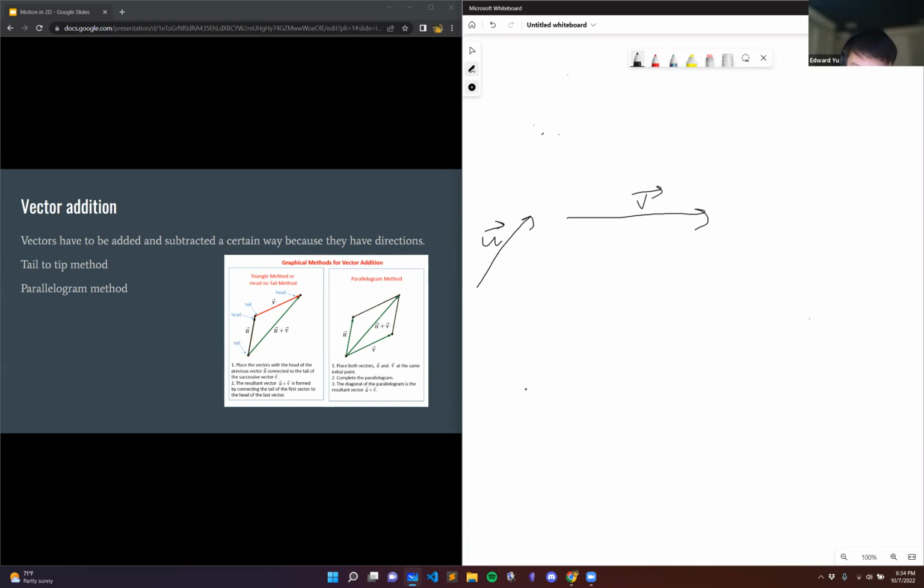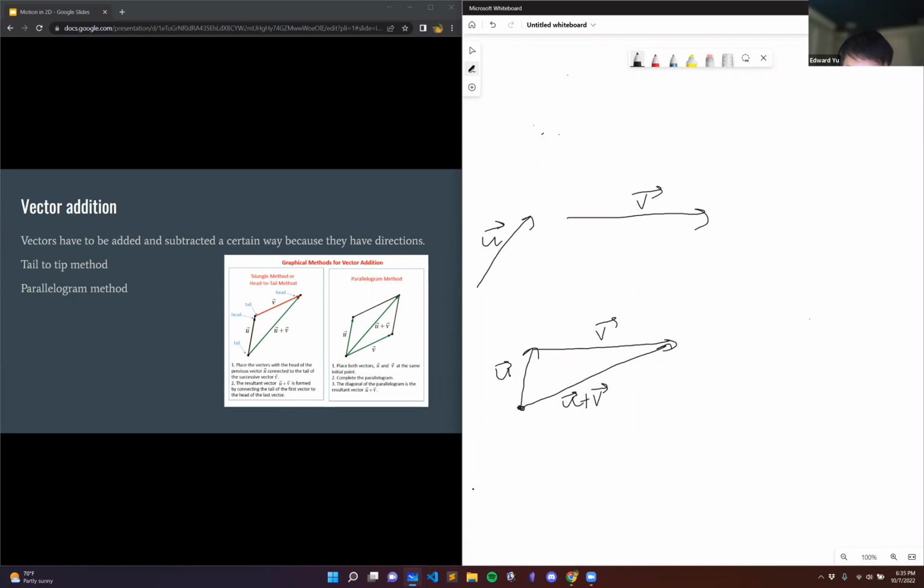then you would first have the first vector, which is this is the tail and this is the tip, and then connect the head of the first vector to the tail of the second vector. So this is u, then this would be v. As you can see, I'm connecting the head of the first vector to the tail of the next vector. And then the sum of them would just be from the tail of the first vector to the head of the second vector. So this would be u plus v. So that's the first way to find the addition of vectors.